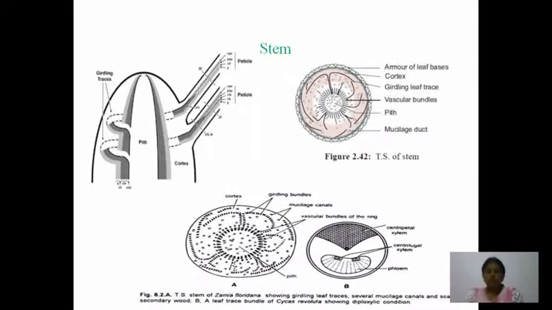A cross-section of the cycad stem shows a roughly circular outline because of the persistent leaf bases. Here you see the stem of Zamia fluidiana. Here you see the massive cortex and massive pith. This massive cortex and pith is traversed by persistent mucilage canals.